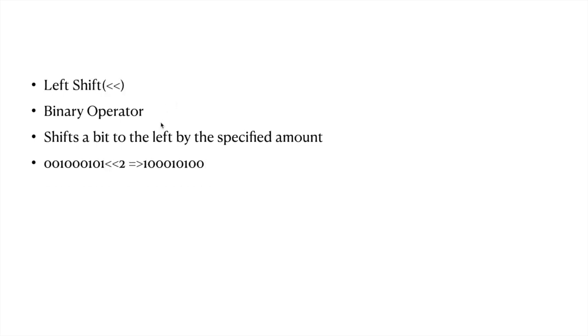The other one is left shift, and it works like the right shift, but it shifts the values to the left. So if we have this value, we will shift the values twice, and we will remove these 2 zeros on the left side, and then the empty spaces will be filled with 0.